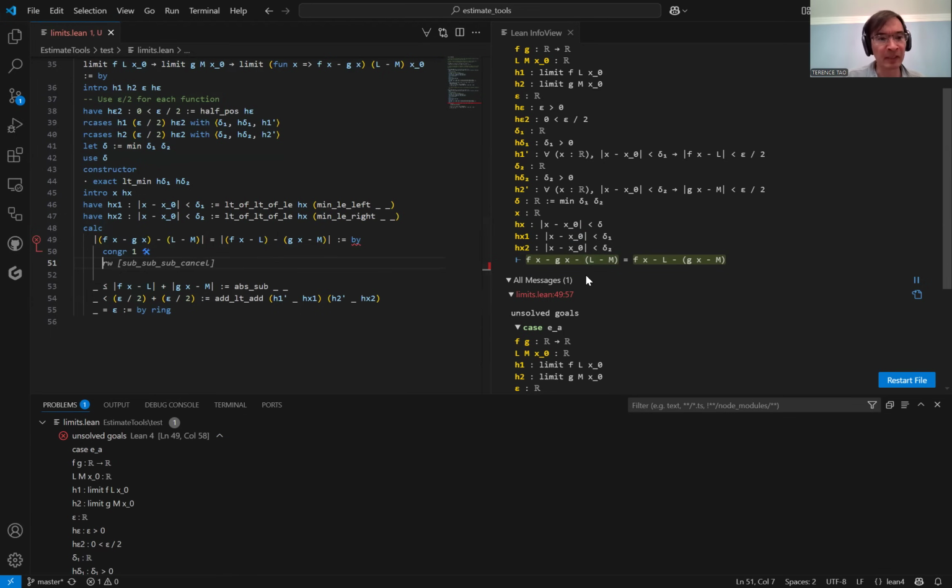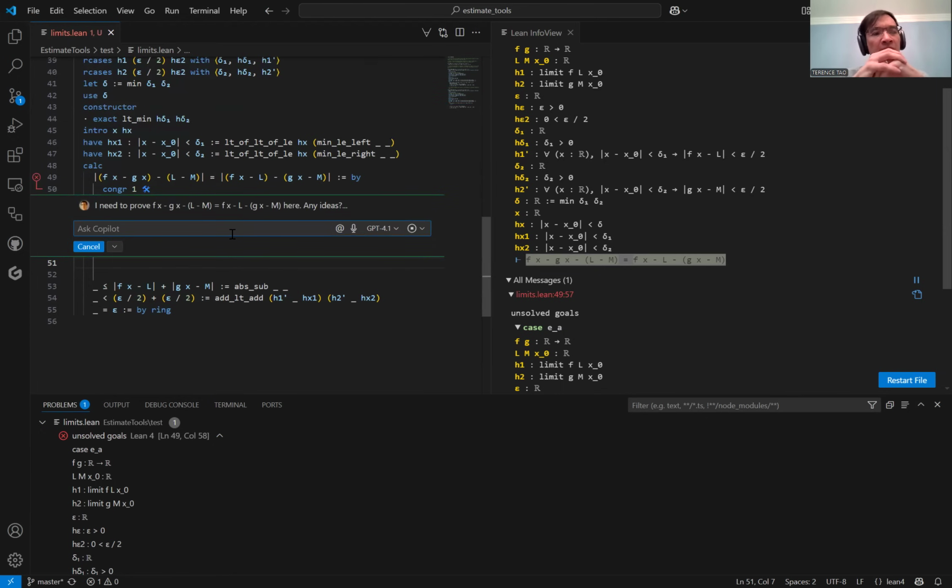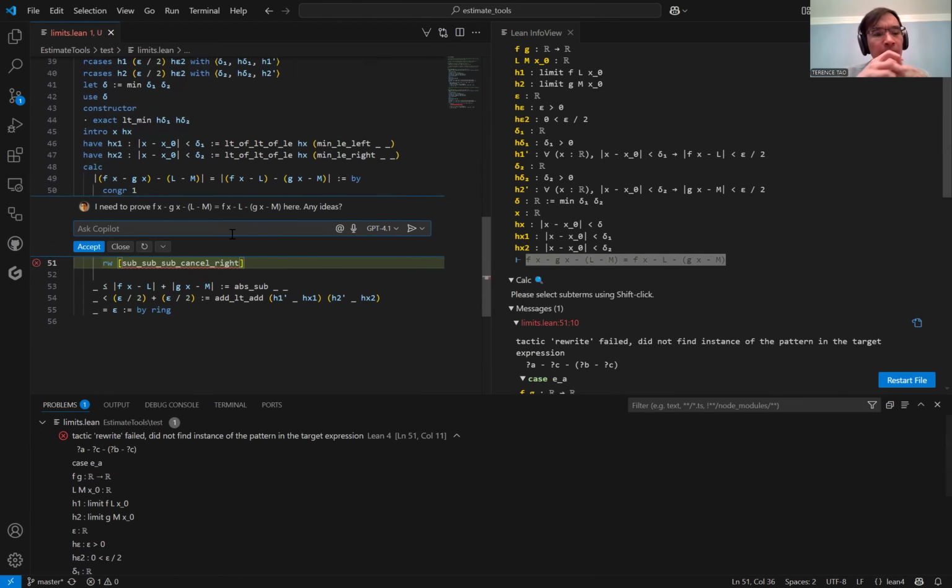Okay, let's see if GitHub Copilot can figure out how to do it from here. I'm not sure if it can actually see the proof state, but let's see if it has a clue. It's still inventing a technique that doesn't exist.